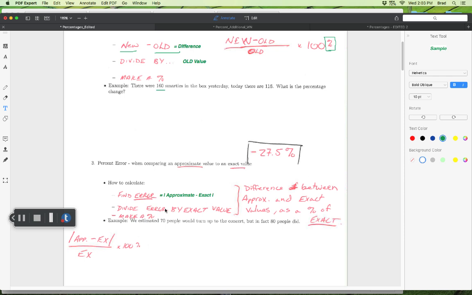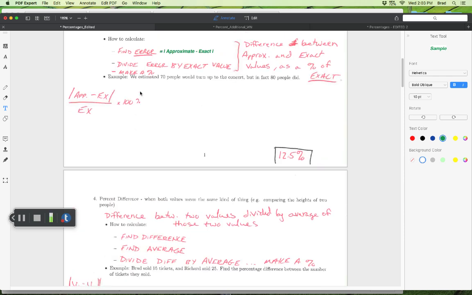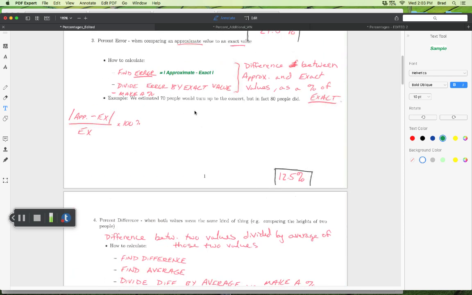All right. So let's come down to an example. We estimated 70 people would turn up to a concert, but in fact 80 people did. We want to know the percent error in our approximation. What was the percent error here? Whenever we're modeling things, we often care about percentage error. I'll take a second and see if you can work through this together.